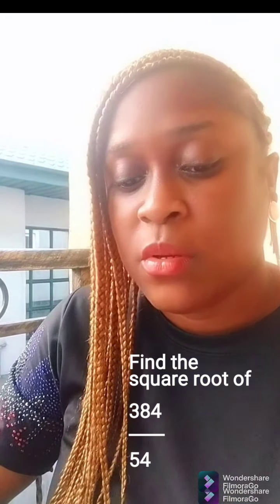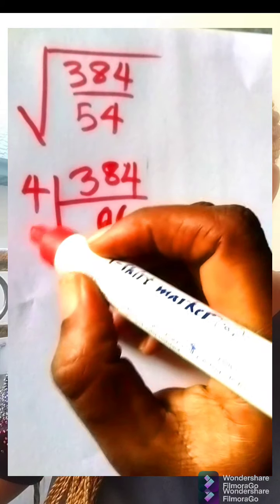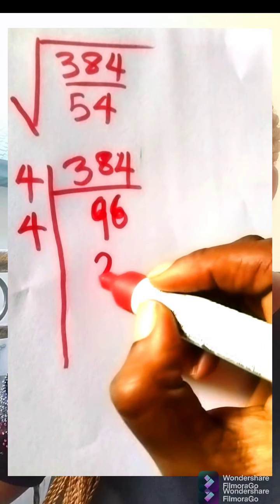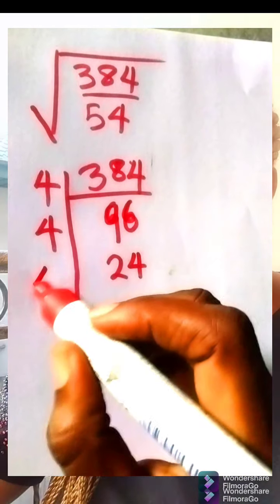I'll do one more example. Let us find the square root of this fraction, 384 all over 54. Find the LCM to see whether we can pull out the factors of this number. If we find the LCM of 384, 4 into 384 will give us 9. Remember 36. So 38 minus 36 is 2. So we have remainder 24. So we have 96. Let's use another 4.